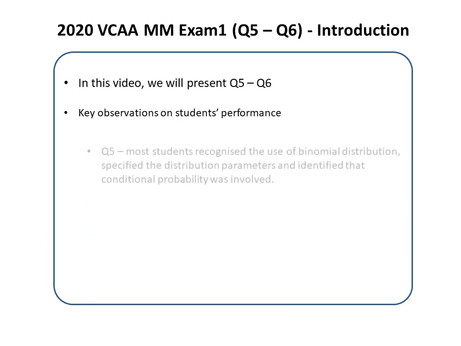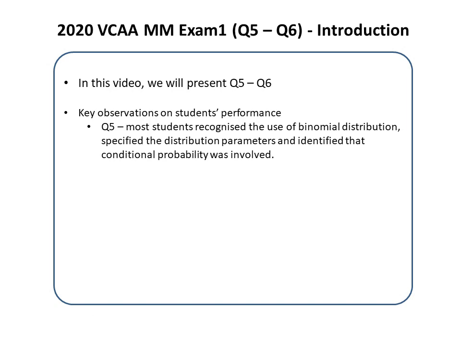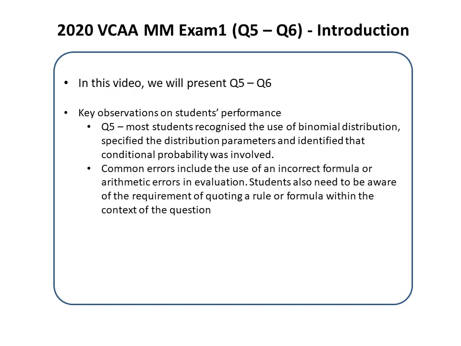For question 5, most students recognize the use of binomial distribution, clearly specifying the distribution parameters, and they were generally able to identify that conditional probability was involved. However, common errors include the use of an incorrect formula or arithmetic errors in evaluation. Students also need to be aware of the requirement of quoting a rule or formula within the context of the question.